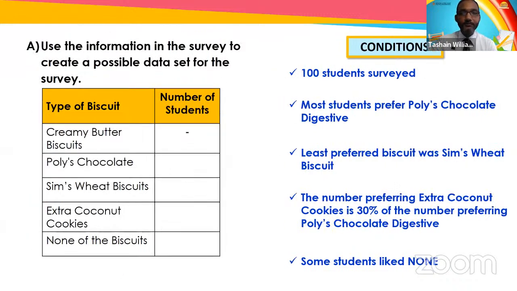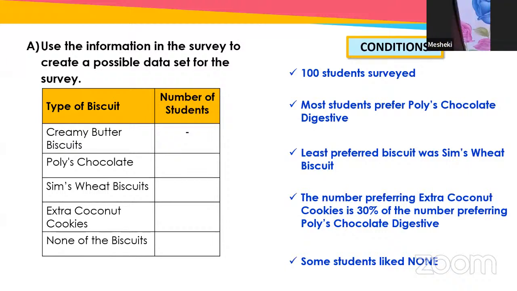So remember, this is the question, right? It says use the information to create the possible data set for the survey. And we have given you a table. So we want to know how many from your survey, how many students like creamy butter biscuit, Polly's chocolate, Sim's wheat biscuit, extra coconut cookie and none of the biscuits, right?